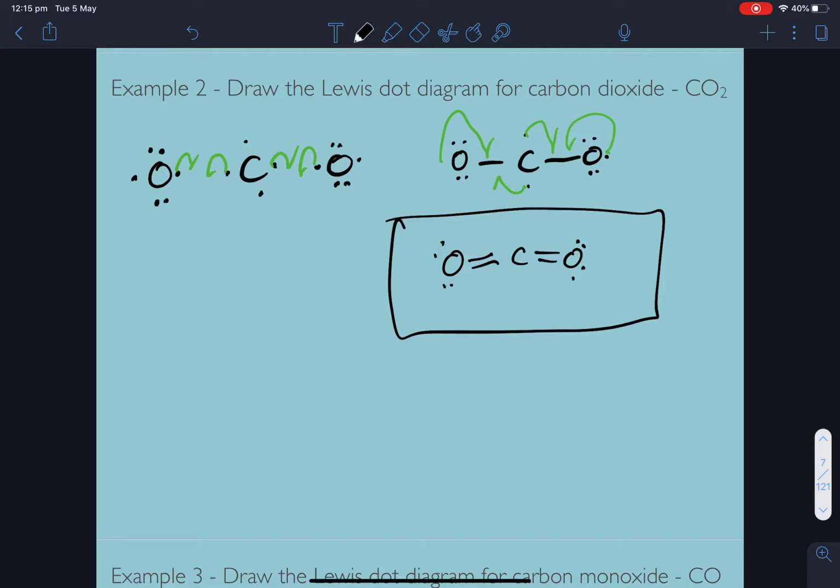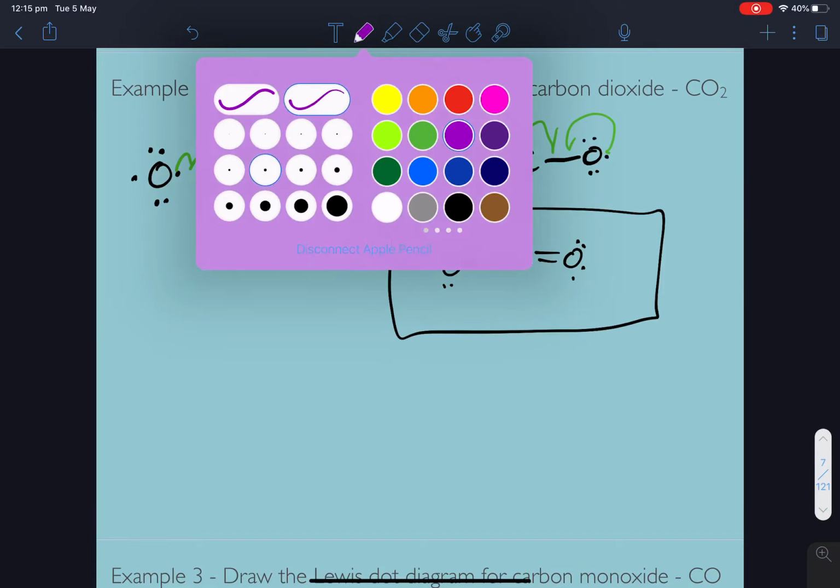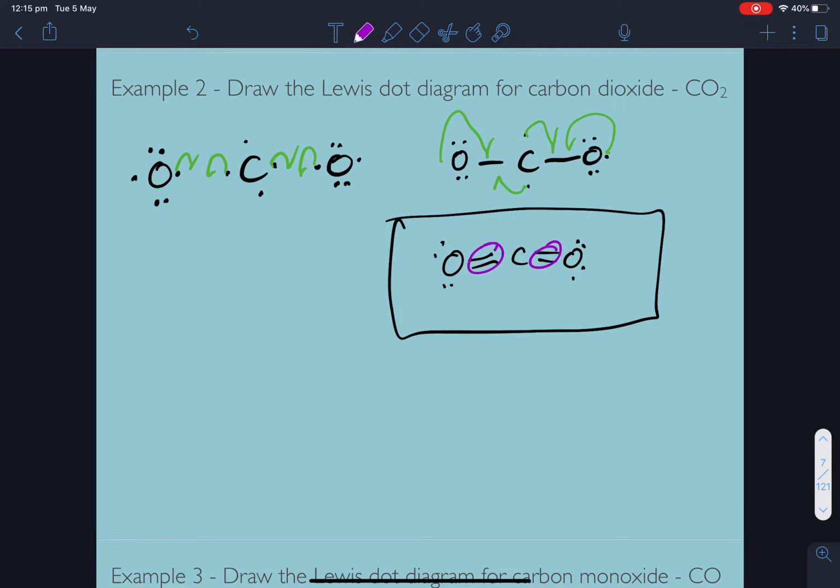Now, while we're here, let's consider the shape. How many bonding regions? 1, 2 around that central carbon. So it must be a linear molecule, kind of like what I've drawn there. It's linear, 180 degrees apart around that central carbon. Linear.